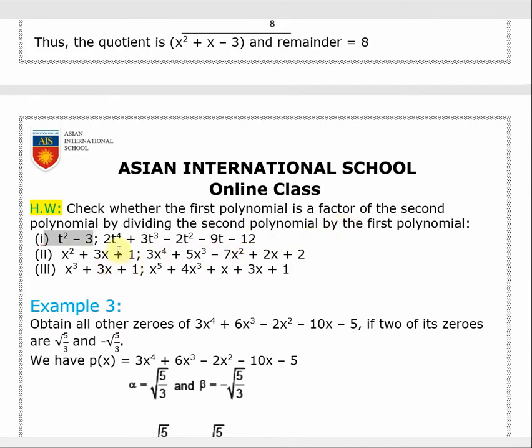If the remainder is coming 0, then we can say that yes, the first one, that is t² − 3 in this case, is a factor of this big polynomial 2t⁴ + 3t³ − 2t² − 9t − 12. If there is a remainder coming, you'll check the division. Be careful while doing the division. If the remainder is coming, then we cannot say that the first one is a factor of the second one.